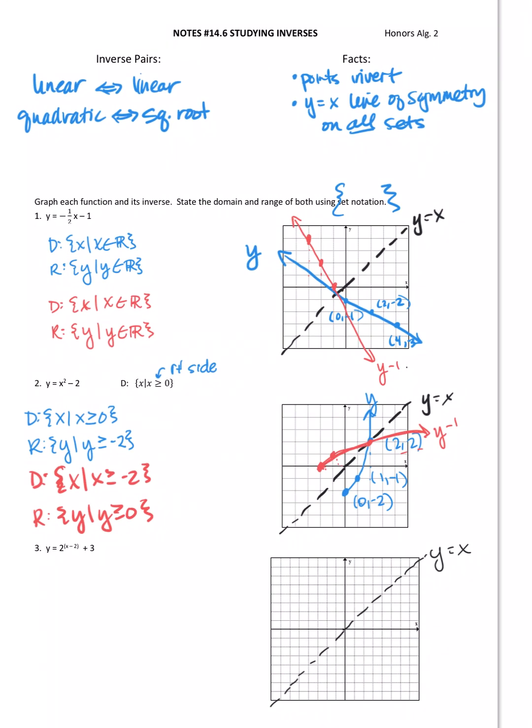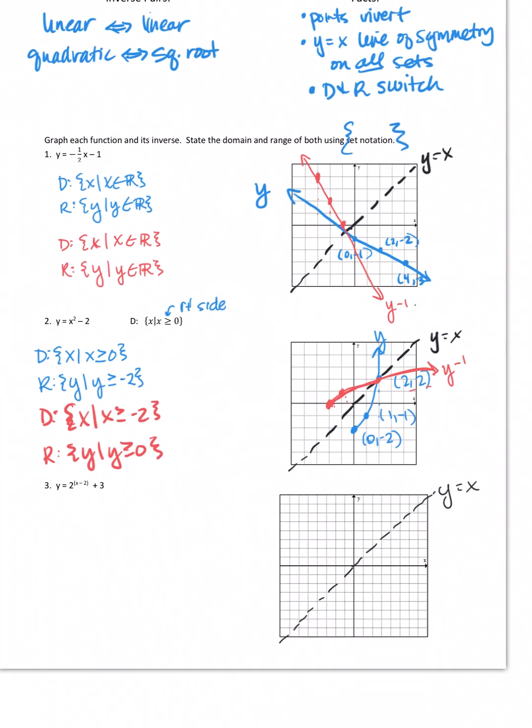And then notice what happened with our domain and range. Look, the domain of my quadratic, it flips and becomes the range of my square root. And same thing with range to domain here. So the domain and the ranges invert as well, or they switch, however you want to say it. So domain and range switch for inverses.